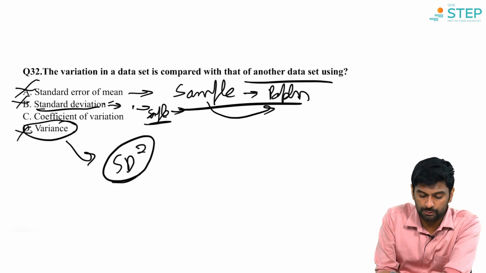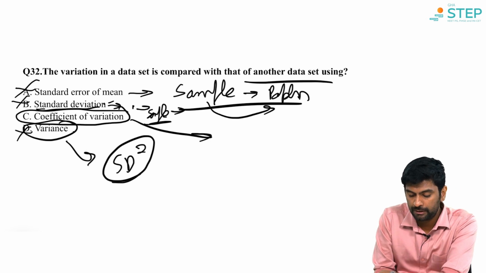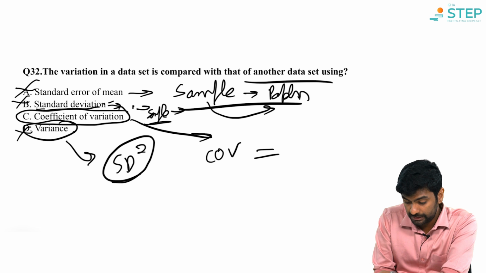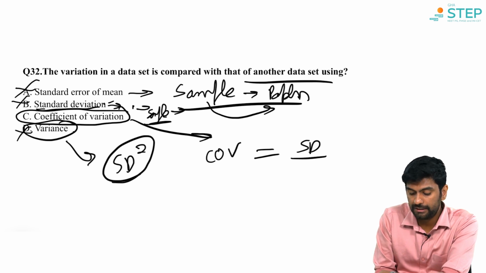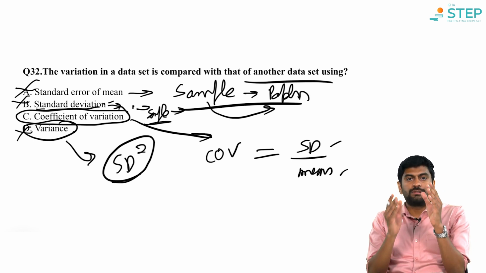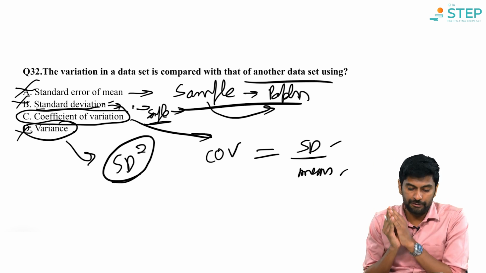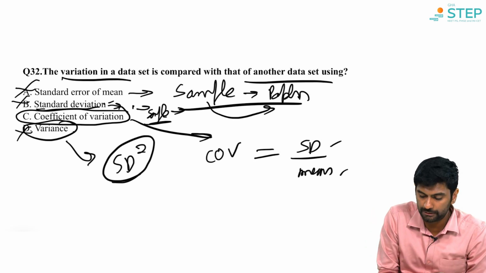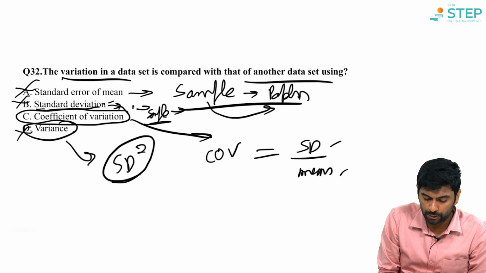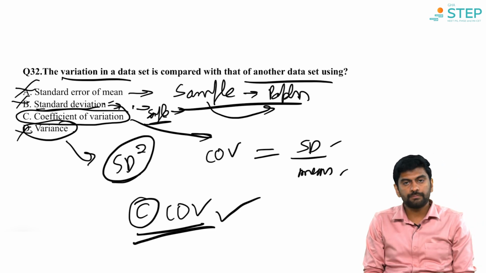Now, the coefficient of variation is given by standard deviation divided by the mean. It shows how one sample's standard deviation and mean compare to another sample's standard deviation and mean, so it gives the variation in a data set relative to that of another data set. So the correct option is C, coefficient of variation.